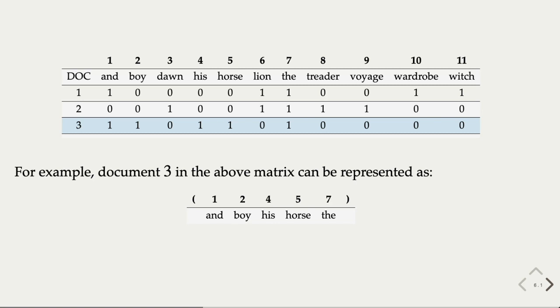So a more efficient representation is called a sparse vector, where only the non-zero values, the ones in the binary representation here, will be stored. So document 3 in the matrix representation here can be represented as a vector of the columns where you have the value. Because document 3 has columns 1, 2, 4, 5, and 7 where you have non-zero values, you can use 1, 2, 4, 5, 7 as the sparse vector representation for document 3.